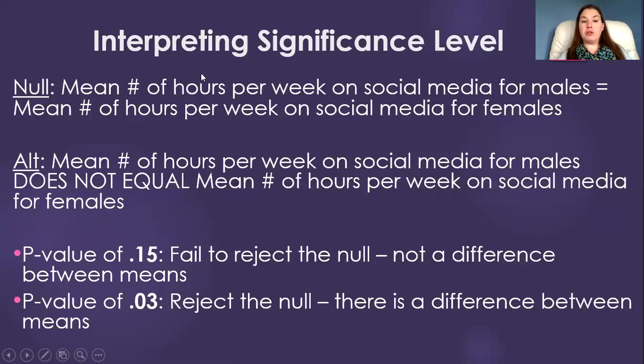And if we don't reject the null, that means there's not a difference between means, right? The null is that the two groups are equal. Or if you ended up with a p-value that's less than 0.05, something like 0.03, then we would reject the null and conclude that there is a difference between means. If the null is incorrect, if we get rid of the null, that means the alternative is the correct one, and that there is a difference between means.